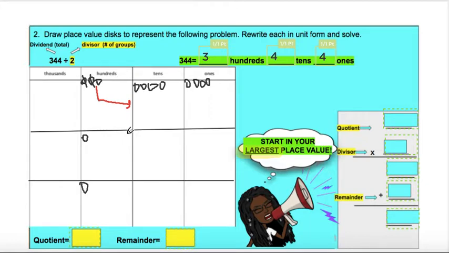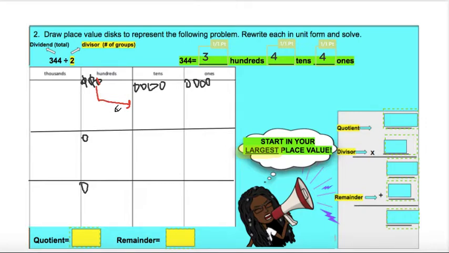Think about it this way. You have $100 and you're giving it to 2 friends. Can I give 2 friends that $100 the way it is? Can I just give 2 friends a $100 bill and they'll both have $100? No, I have to make change. So essentially, when we're unbundling, we're making change of our $100 bill.